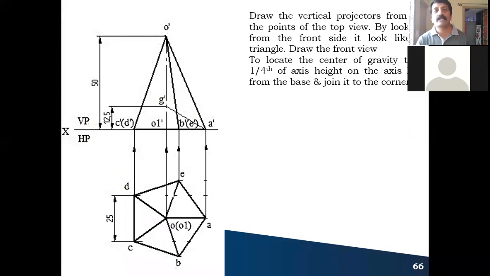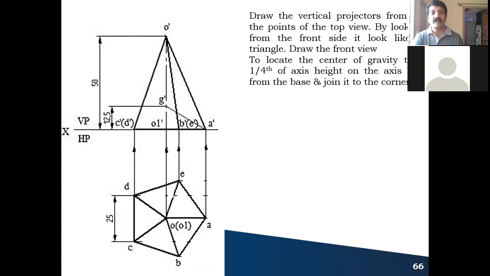Once again I'll repeat this. The center of gravity of the pyramid lies on the axis line, and that too at 1/4 of the distance of the axis taken from the base. The axis is given as 50 millimeters. 50/4 means 12.5. You take 12.5 with the help of your compass and cut it on the axis line. Wherever it cuts, you call that the center of gravity point. So that is G, G dash, because it is the front view.